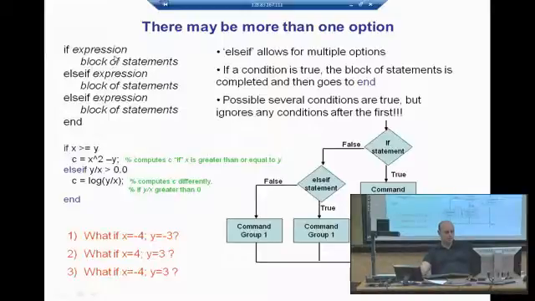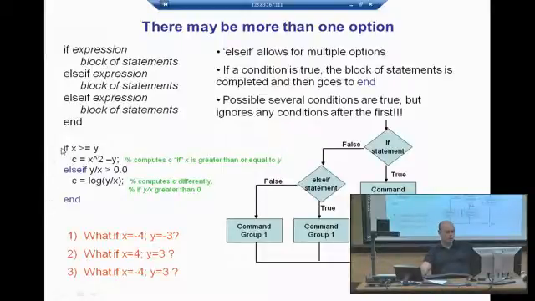So if this is not true, but then this one is, it does this block of statements. But then it gets done and it goes all the way to the end and it doesn't even read what's over there. That's a very important point. So it's possible that the if, else if could all be true statements, but it's not going to do all those block of statements. It's only going to do the first one. Let me give you an example.